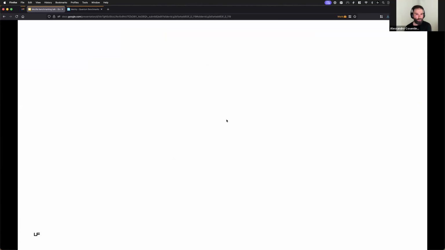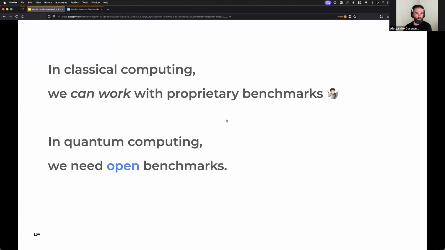So let's talk about the main thesis of this talk, which is, in my opinion and in our opinion, that in classical computing, in classical tech in general, we could work with proprietary benchmarks. Not ideal, of course. We would like to have everything open and transparent in every field of our life, but we could survive with proprietary benchmarks. Whereas the thesis is that in quantum computing, we really need open benchmarks, at least at this stage.